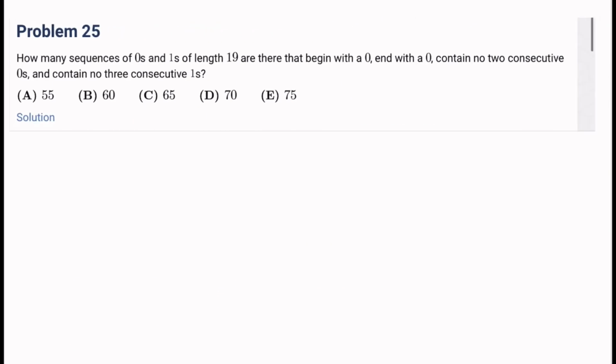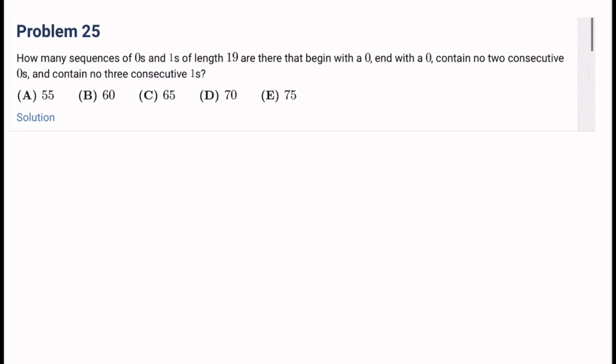Last problem, number 25. How many sequences of zeros and ones of length 19 are there that begin with a 0, end with a 0, contain no 2 consecutive zeros, and contain no 3 consecutive ones, right? Okay, so first of all, they have to start with a 0 and end with a 0, and they have to be length 19, right?